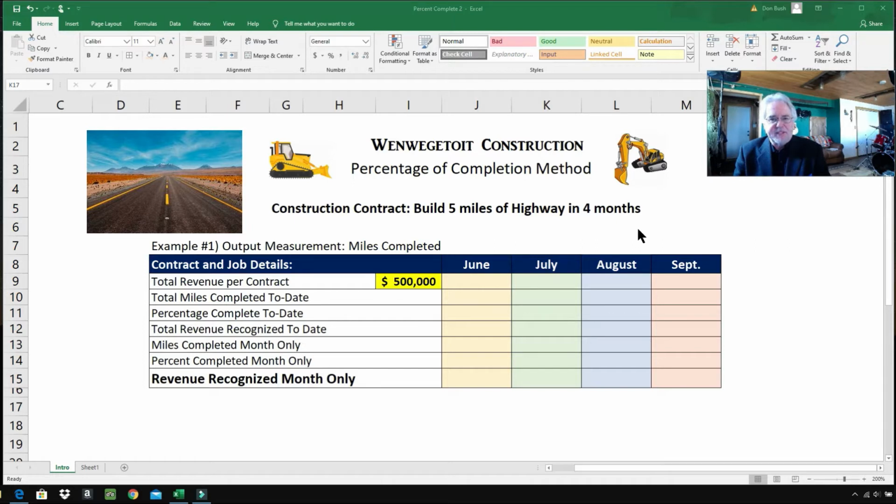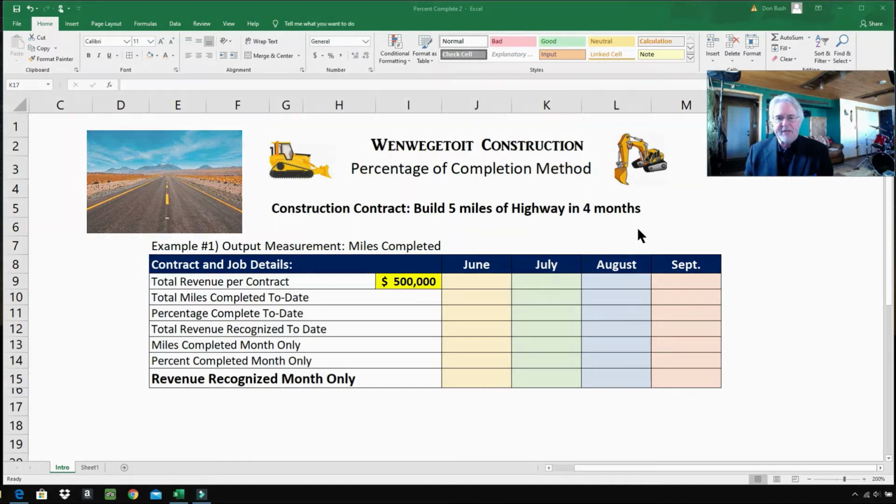Now there's a second way to do this, and it's called an input measure, and usually people use the cost to cost method. That is, they estimate the cost to build the project and how much cost they have expended to date, and so on and so forth. So we're going to do both examples, but before we do, I want to show you a picture.